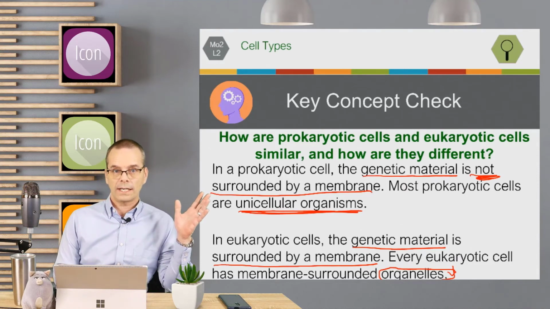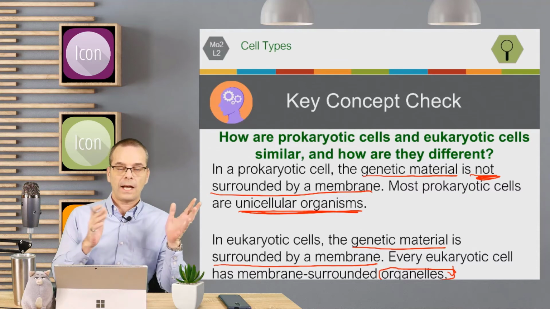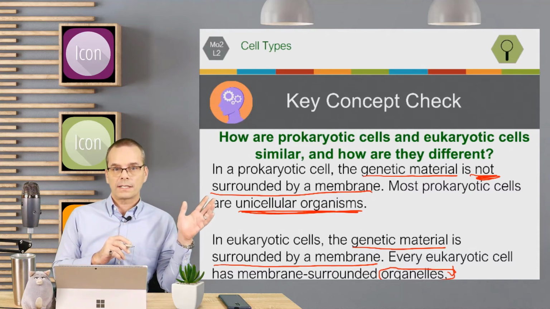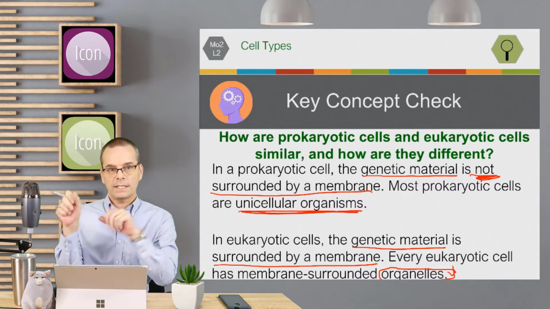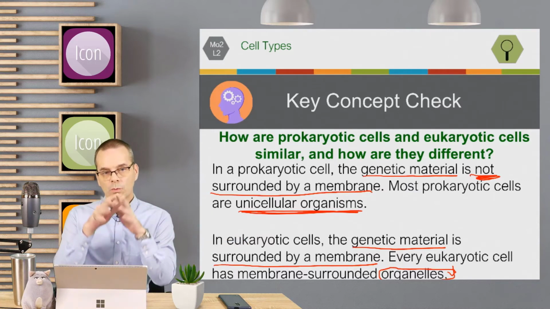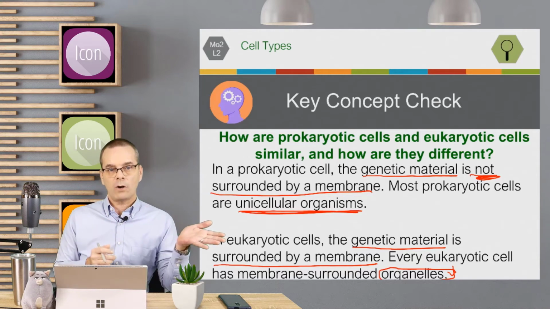How are they similar? They're both cells, and they both have genetic material, DNA. How are they not the same? Well, in prokaryotic cells, that genetic material has no membrane. It's just kind of floating in the cell. And also, prokaryotic cells are unicellular organisms. In eukaryotic cells, the genetic material is surrounded by a membrane, and eukaryotic cells have organelles.